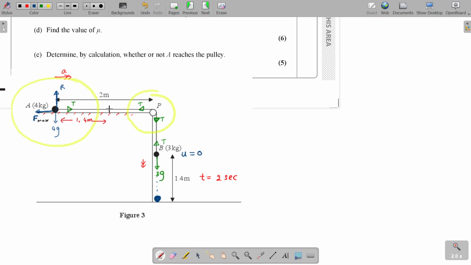So let's say A comes over here now. So this is the particle A. Now the thing is, while A is traveling this 1.4 meters, is it traveling this 1.4 meters at a constant speed? Now we found that there is acceleration involved here, isn't it? So particle B moves down with an acceleration. Particle A moves horizontally with that same magnitude of acceleration, isn't it?